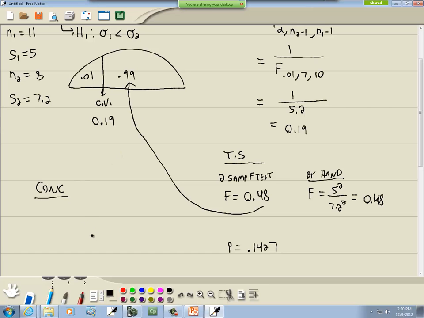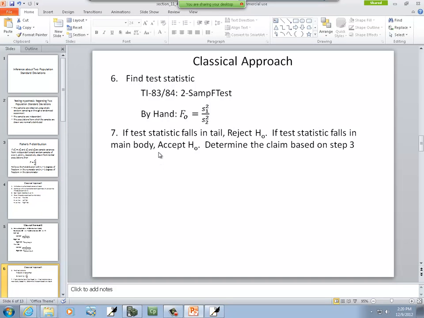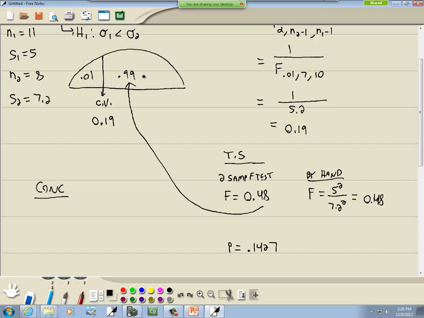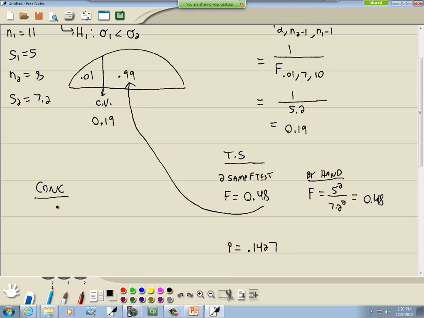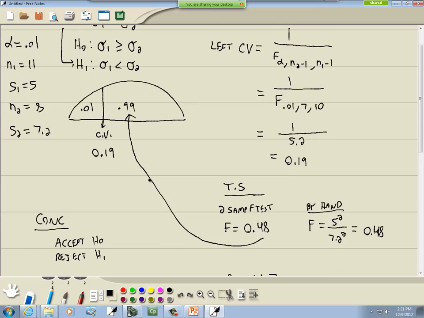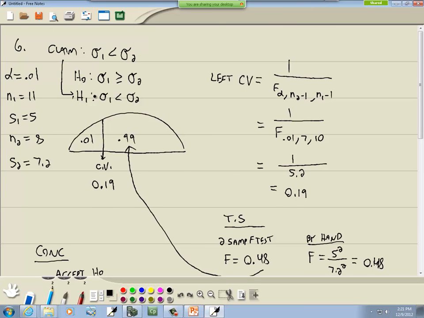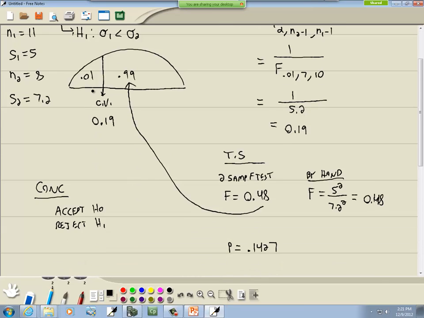So for a conclusion, yet again, our test statistic falls in the main body. They won't always do that, but if the test statistic falls in the main body, you accept H naught. So we accept H naught, which means we reject H1 because they're opposites of each other. Now our claim matches H1, so whatever we say about H1 is what we say about our claim. So we'll reject our claim.